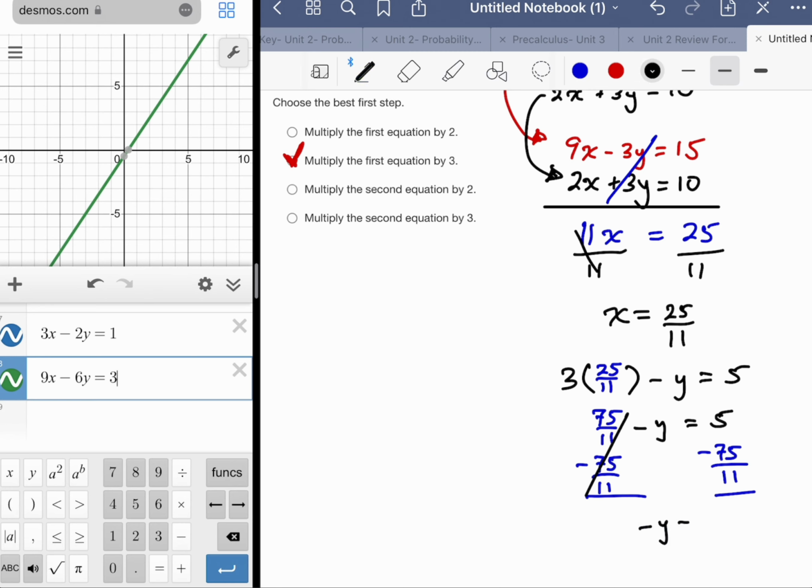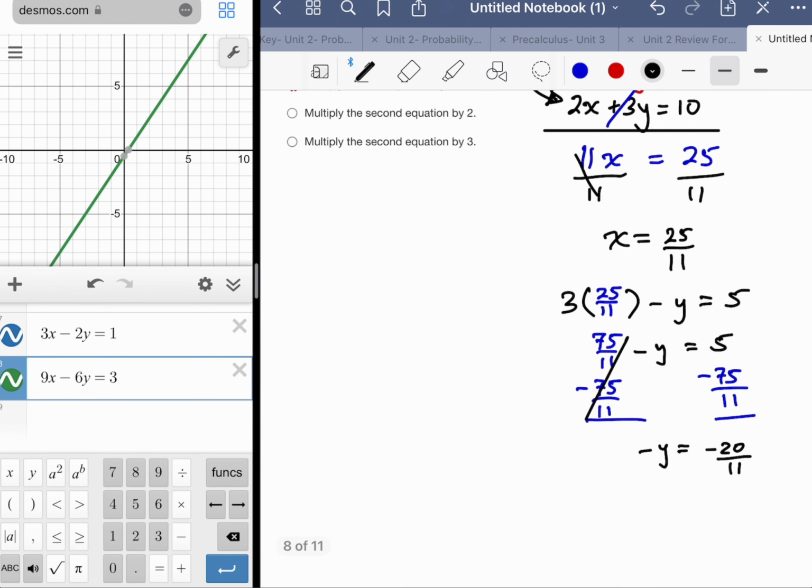So negative y would be equal to 55 over 11 minus 75 over 11, which is negative 20 over 11. Divide both sides by negative 1, and you get 20 over 11. And so our solution would be 25 over 11, comma, 20 over 11. All right. Not pretty, but doable.